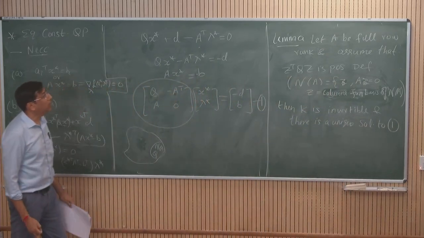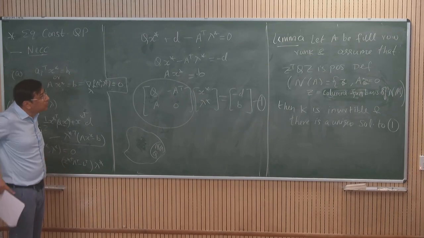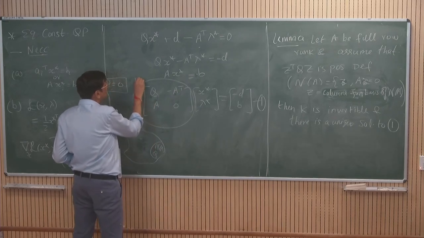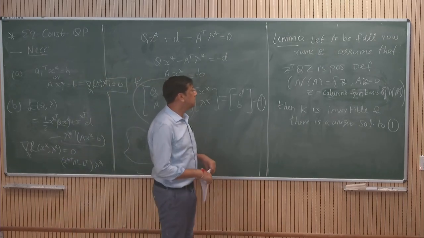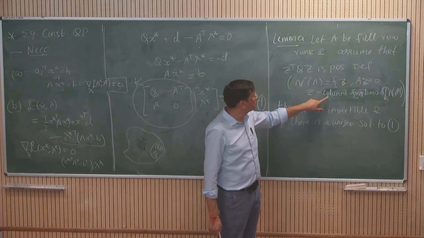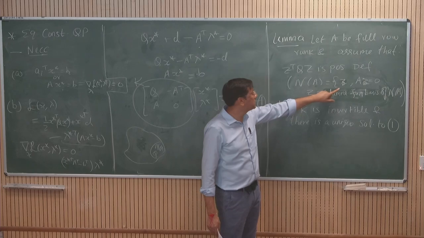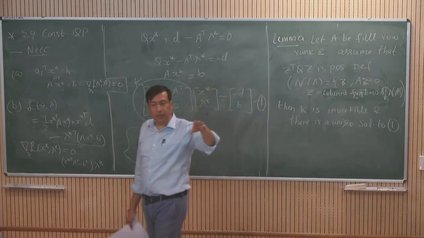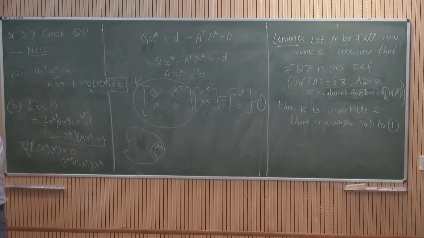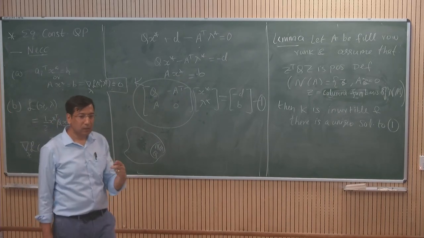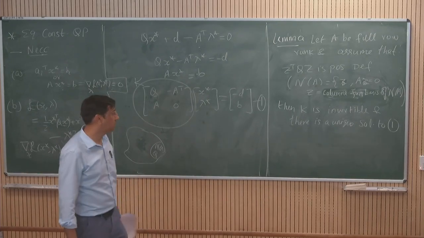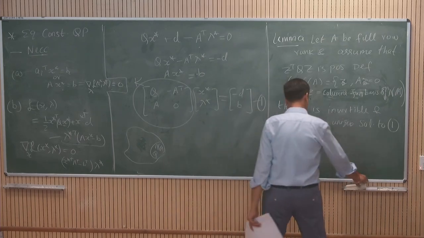So the lemma says if A is full row rank and Z transpose QZ is positive definite, then K, this is your K matrix, is invertible, and hence there is a unique solution to this. Now what is Z? The columns of Z form the basis of the null space of A. So if it is Z1, Z2, Z3, we are saying Z1, Z2, Z3 span the null space, and Z1, Z2, Z3 are linearly independent. What's the definition of basis? They should be linearly independent and they should span the space. That is how it becomes a basis of any space.